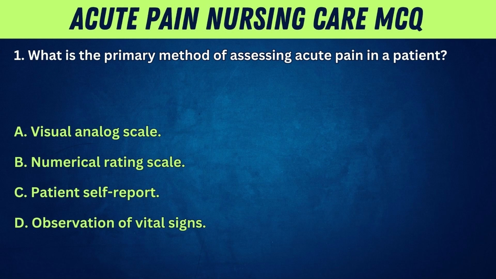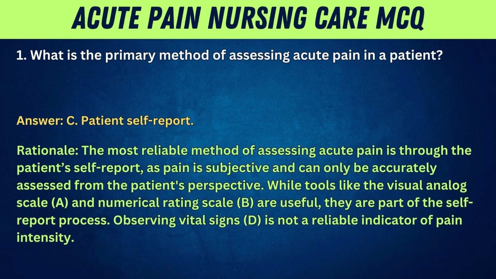1. What is the primary method of assessing acute pain in a patient? A. Visual analog scale. B. Numerical rating scale. C. Patient self-report. D. Observation of vital signs. Answer: C. Patient self-report. Rationale.